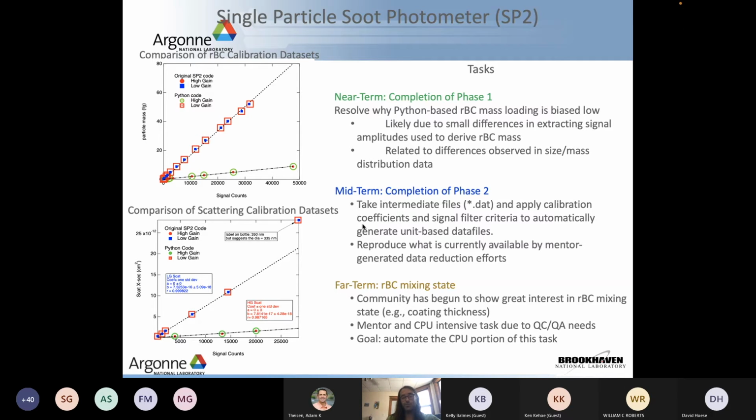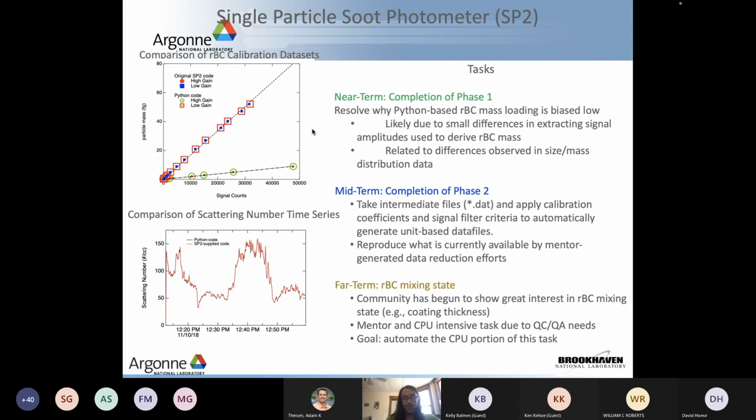So what PySP2 will support is you can take these calibration data sets that you get from your standard calibration techniques with aquadag particles, and you can take that data in to derive particle masses and diameters from the raw particle statistics that are generated by PySP2.